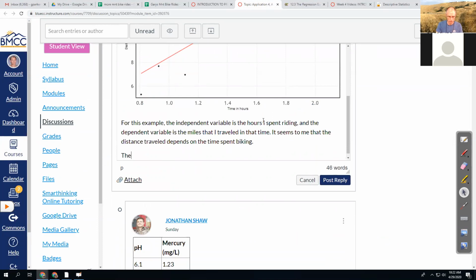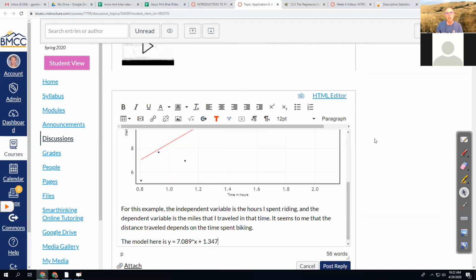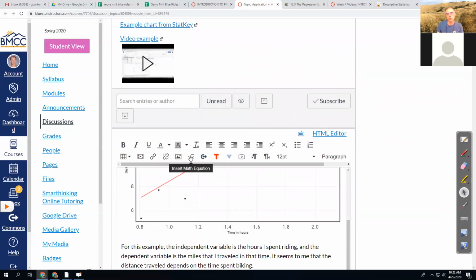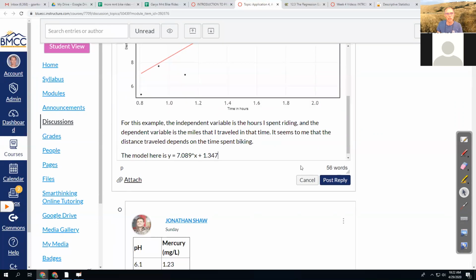So the model here is y equals 7.089. Is that what it was? Yep. x plus 1.347. And if you want, there is an equation editor here that you could use to make it slightly prettier, but it's easy enough to type. I don't think I need that.